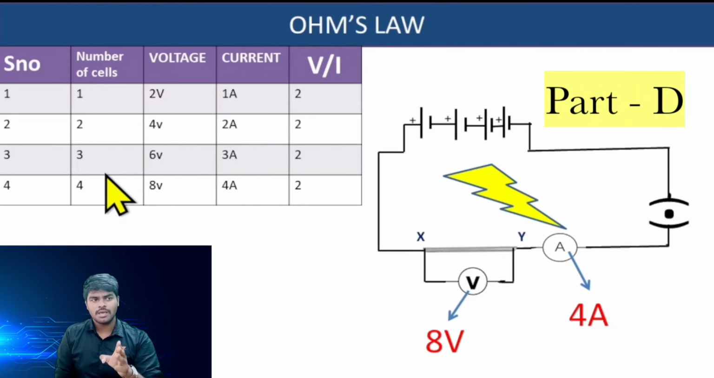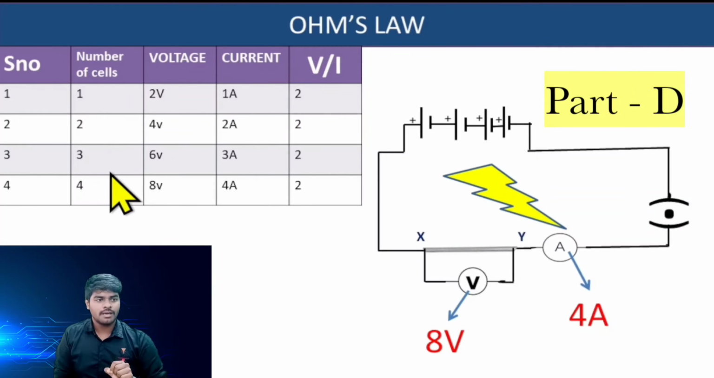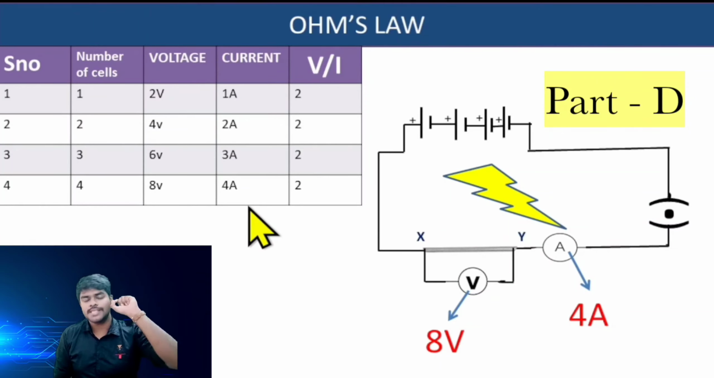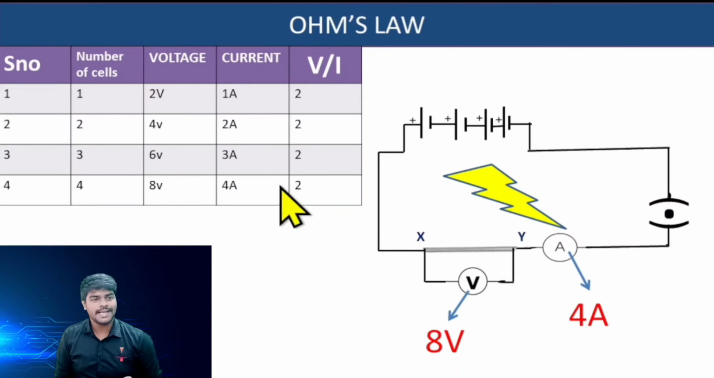In part C, we connected 3 cells. Again, voltage increases, current increases, but the V by I ratio is the same. Again, in the last part D, we connected 4 cells. What is the voltage reading? 8 volt. Current reading 4 ampere. V by I ratio is again 2. Why am I getting the same ratio? What is the reason for that actually?